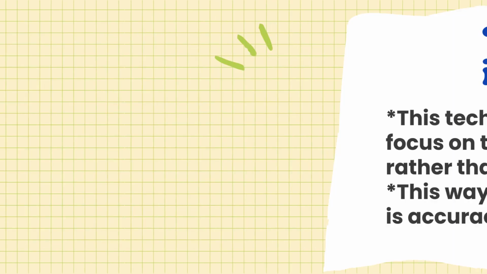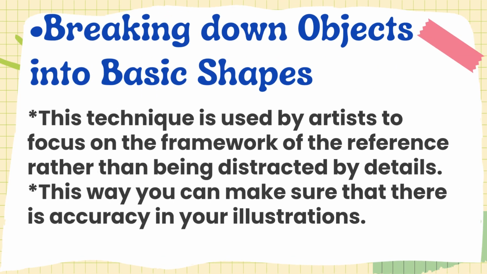Lesson objective: breaking down objects into basic shapes. We've already discussed this proportional technique during our first quarter. If you could remember, complex reference can be simplified into basic shapes that are easier to draw. Basically, this technique is used by artists to focus on the framework of the reference rather than being distracted by details. This way you can make sure that there is accuracy in your illustrations.